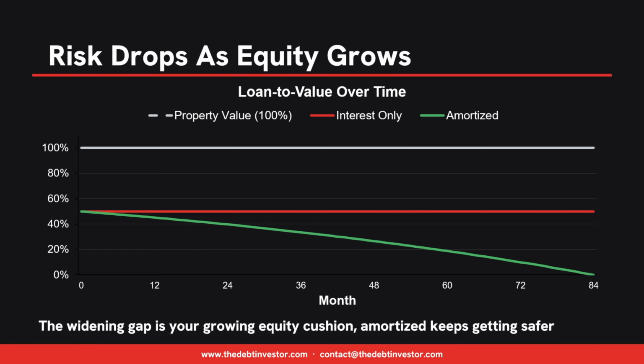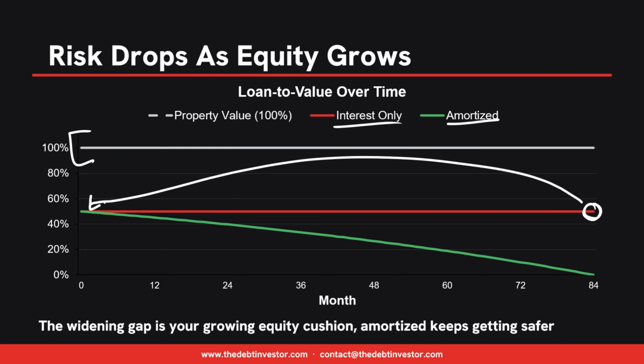Here's just an illustration of the risk that you take on both an interest-only loan and an amortized loan. Up here, this white line is the property value, and this is just assuming it doesn't appreciate. The red line is your interest-only, and the green is your amortized, and these represent the remaining loan balance. These are both 84-month loans, and at the end of the interest-only loan, they still owe the same amount that they did originally.